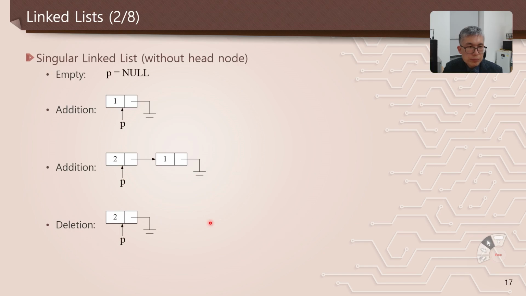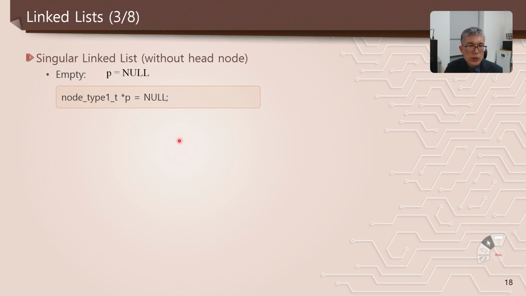So using the singly linked list case, initially without the header node, p is a null pointer. We add a node, and this value is 1, and the next field is initialized with the null pointer. Then we add another one, 2, and the previous one is pointed to by this second node's next field. Then in the delete case, we can delete this node, p next.